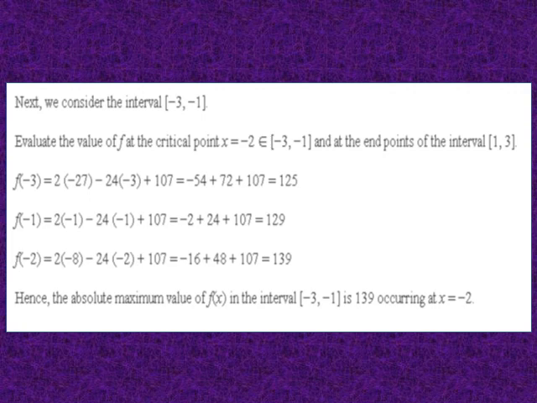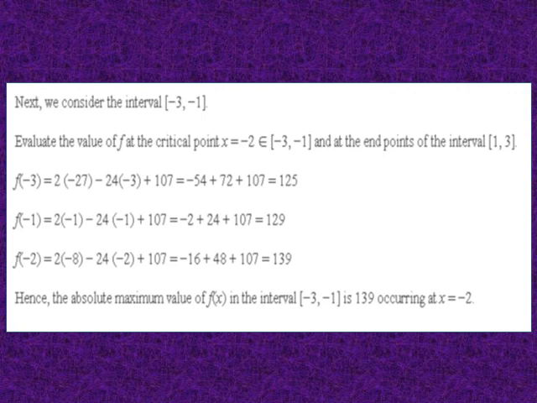Now we had the value of x equals plus 2 and minus 2. So we have taken 2 in the previous interval. Now this other value, -2, belongs to the interval [-3, -1]. So we have to find the value of the function at -2 and at the end points, that is -1 and -3.